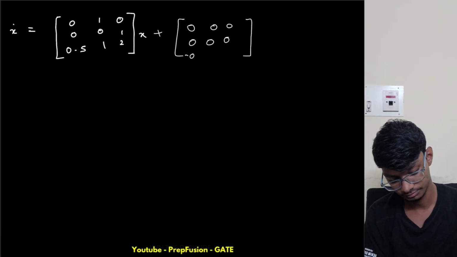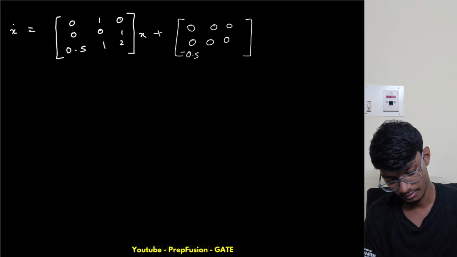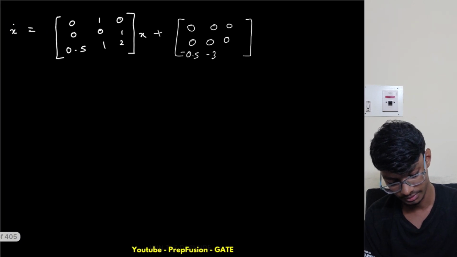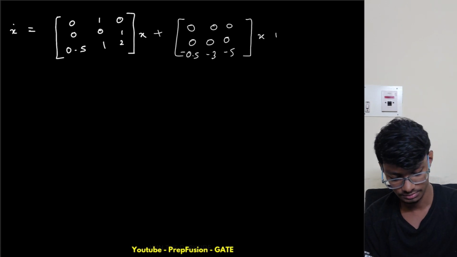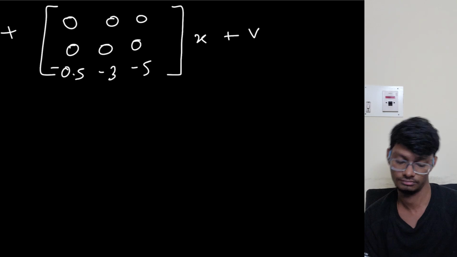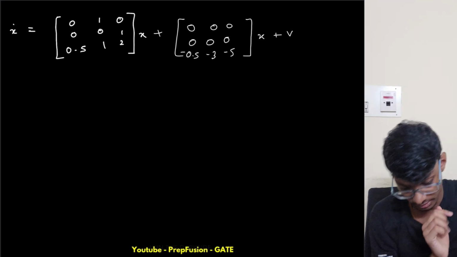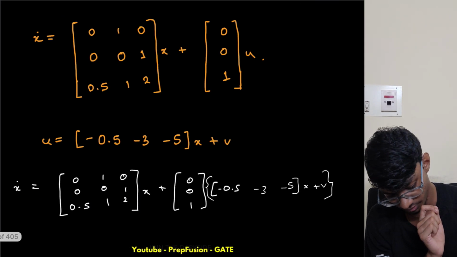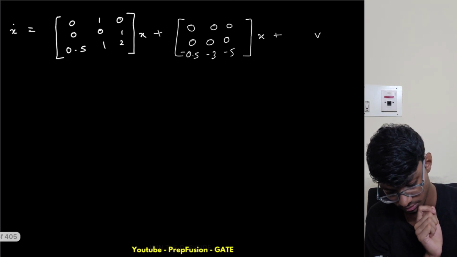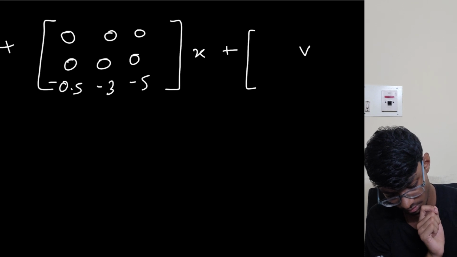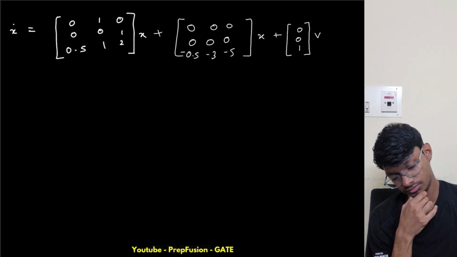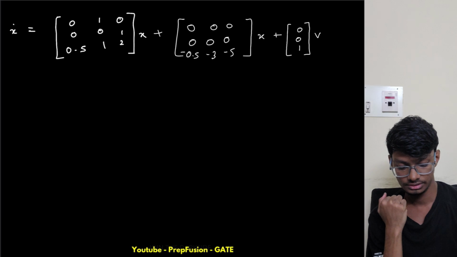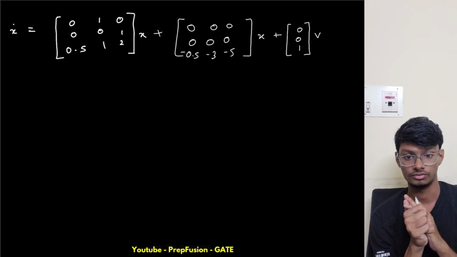So minus 0.5, minus 3, and minus 5, and this is x only, plus v, and plus with plus v we have this 0 0 1, right? This 0 0 1. So this is how we solve this matrix, right? This is how we solve this matrix.